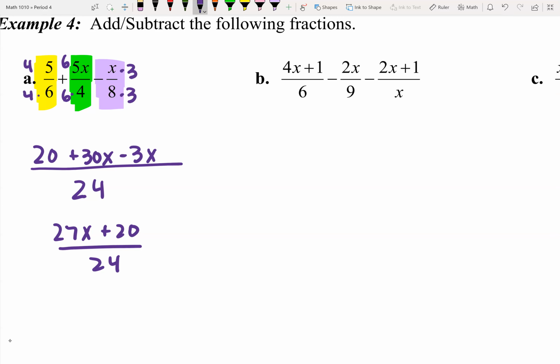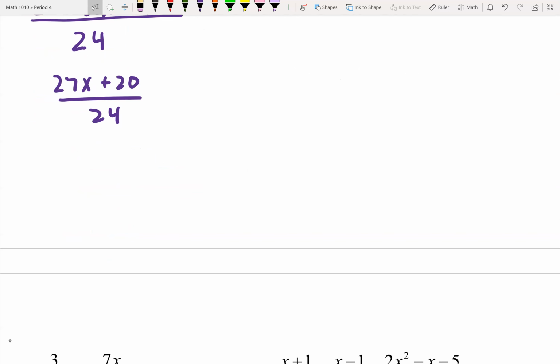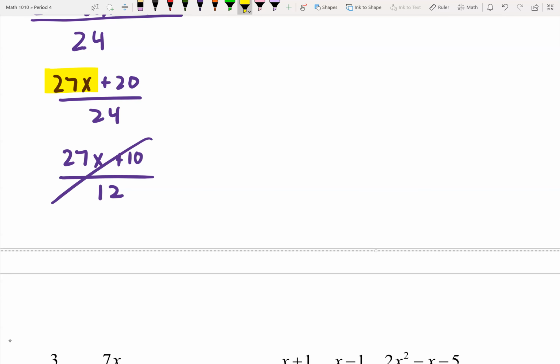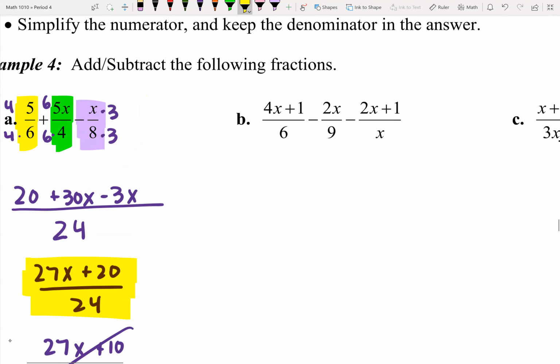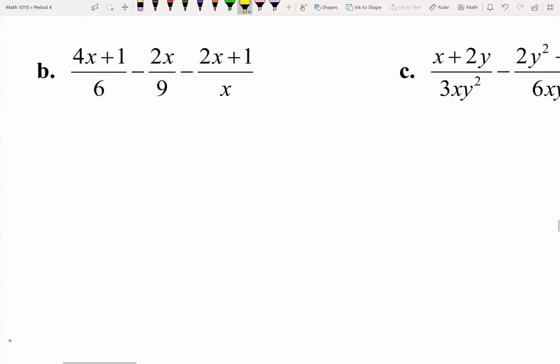Everybody freeze right here. Right or wrong? 27x plus 10 over 12. Right or wrong? Wrong. It's rude. Who is it rude to? The 27x. If you're going to reduce, you have to involve everybody. 2 does not go into 27. You cannot do that. That's your answer. Okay? Who says, I'm good, I totally get this? Good. We're just taking baby steps.